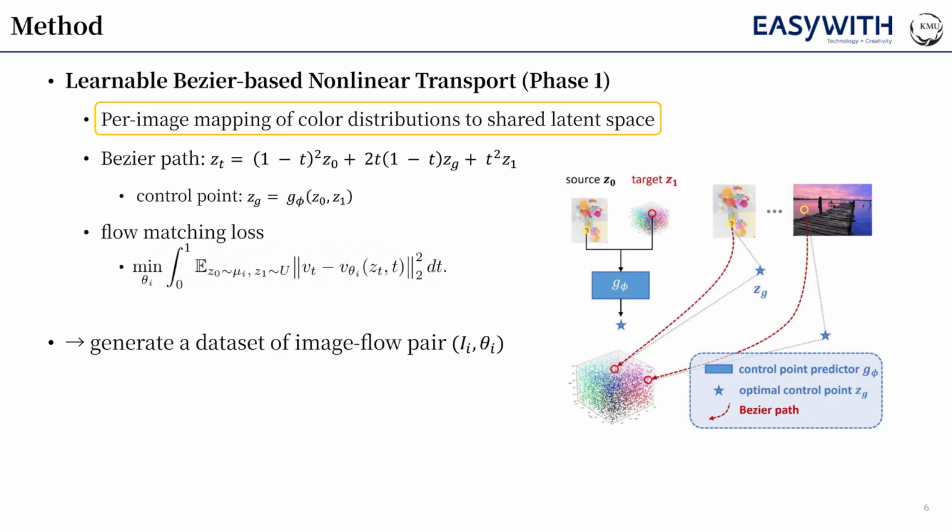Now, I would like to introduce Phase 1, Learnable Bezier-based nonlinear transport. In this phase, we learn a Bezier path that maps each image into a shared latent space. To do this, we use a control point predictor. It generates customized control points optimized for each unique pair of images, which creates a truly nonlinear path. This Bezier path then derives a velocity field over time, and the entire process is optimized using a flow matching loss. As a result, we successfully build a dataset where each image is perfectly paired with its optimized flow parameters.